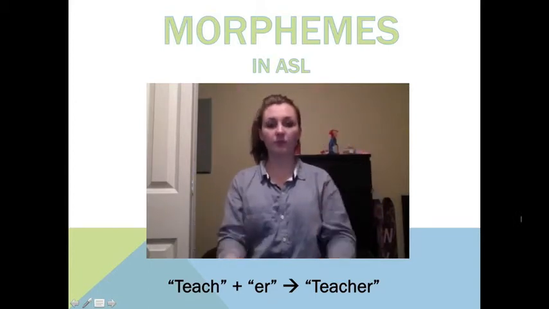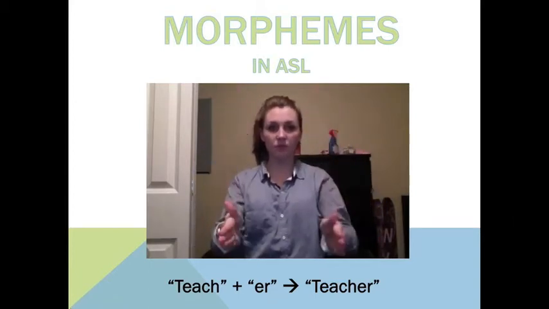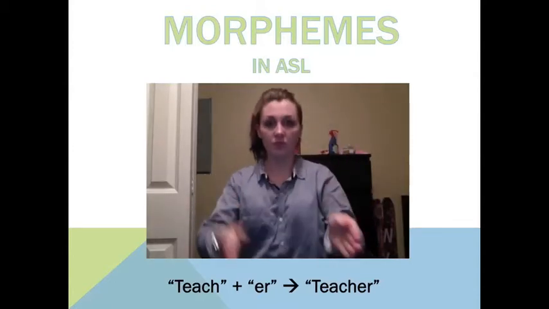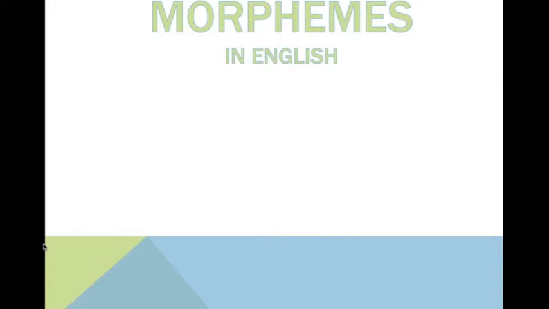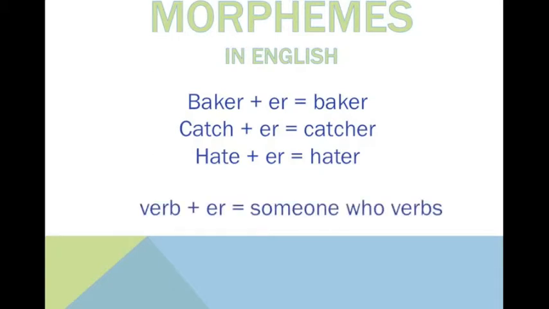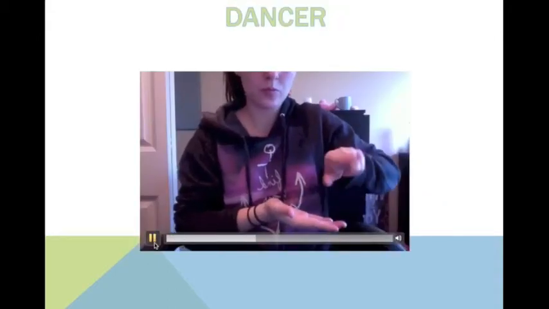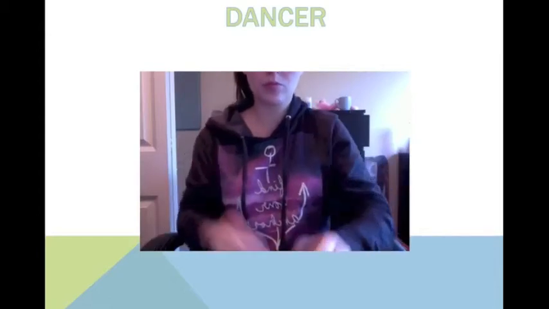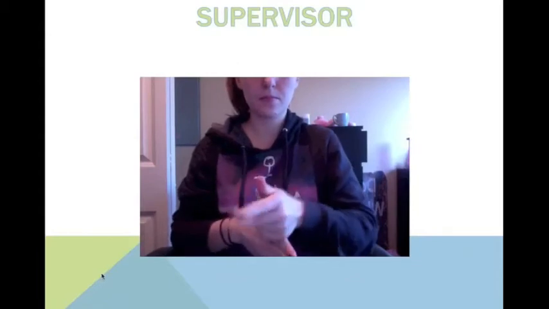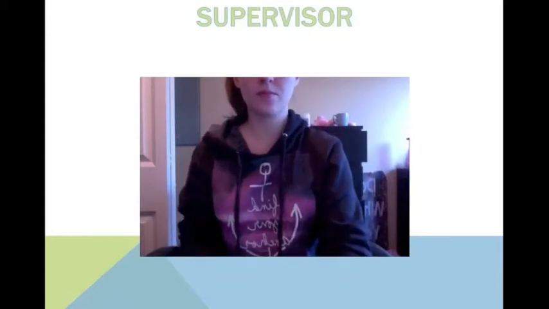Therefore, phonemes which distinguish meaning and morphemes which have meaning make up the two levels of duality of patterning in both English and ASL. It is important to note that although sound segments in English are not associated with meaning, morphemes in English are associated with specific meanings. For example, in English, baker, catcher, hater all have the ER morpheme. ER always attaches to a verb and yields a noun that means someone who verbs. Similarly, in ASL, the agent sign has a similar role. Supervisor and dancer all have the same agent sign attached to the end of the root verb, forming a noun that describes someone who verbs.